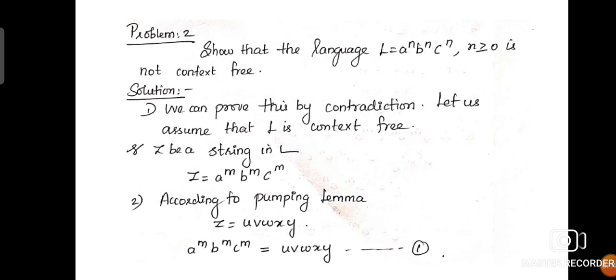And we can see another problem. For the language L equal to a power n, b power n, c power n, we have to prove the given language is not context free. In the first step we assume the given language is context free, and we take a sample string z, that is z equal to a power m, b power m, c power m. In the second step we use the pumping lemma formulation, that our string is equal to uvwxy.